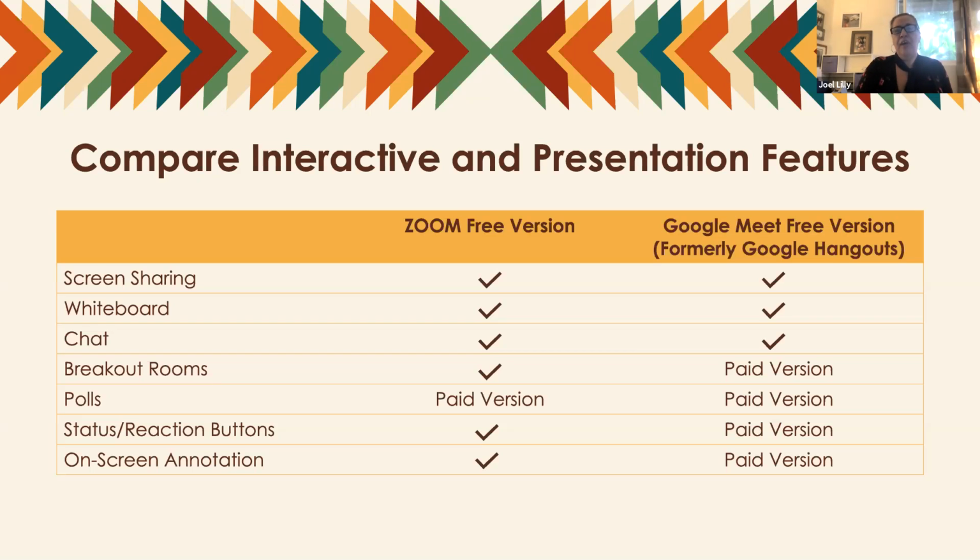So for example, if you have a free Gmail account and you get Google Meet free, you will only have access to the screen sharing, whiteboard, and chat. However, if you are working with a school and your school has an enterprise education version or an enterprise nonprofit version or even a business version, Google Meet allows you, the free version allows you to also be able to access the breakout rooms, polls, status, reaction, those bottom features. So just to try to provide some clarity around that.